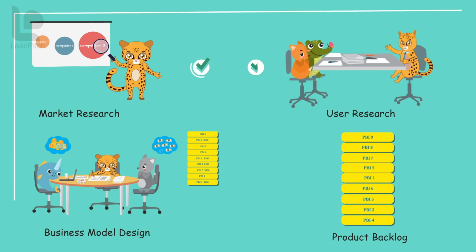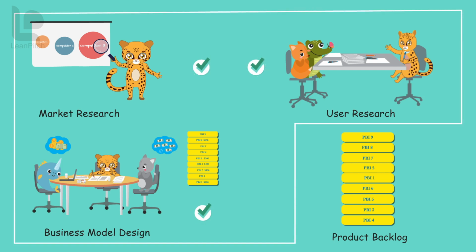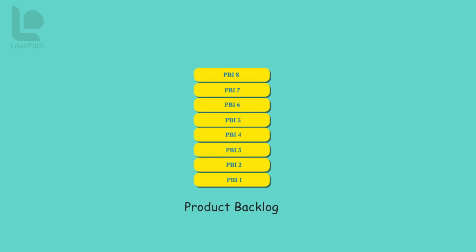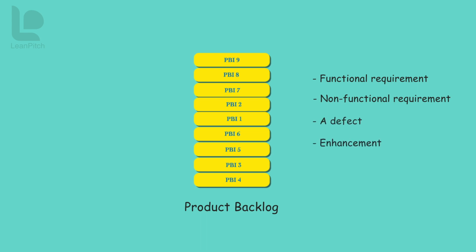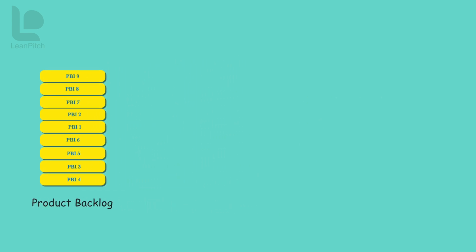The market research, user research, and business model design together are called as product discovery. Scrum does not prescribe how you do the discovery. Also remember, in case of complex products, you don't want to spend too much time in discovery as it's an ongoing activity. Product backlog is one of the primary Scrum artifacts. Each item in the product backlog is called a product backlog item or PBI. Each of these items could be a functional requirement, a non-functional requirement, a defect, an enhancement, change request, or anything that impacts the product goes into this product backlog.